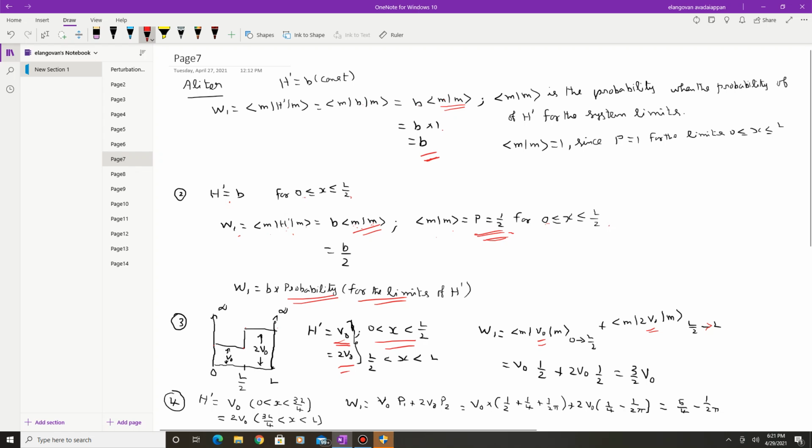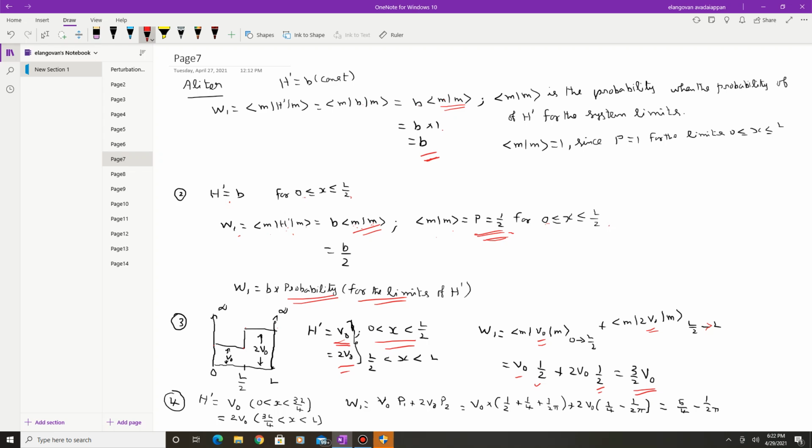Now here the constant V naught, and the probability is half. Here the constant is 2V naught. What is the probability of finding the particle between L by 2 to L? This is half. So now adding this expression, you will get 3 by 2 V naught.